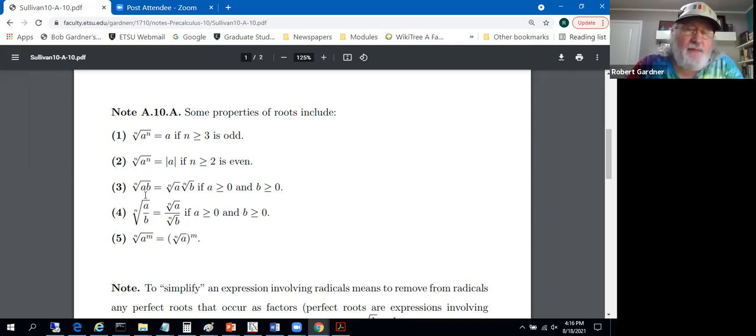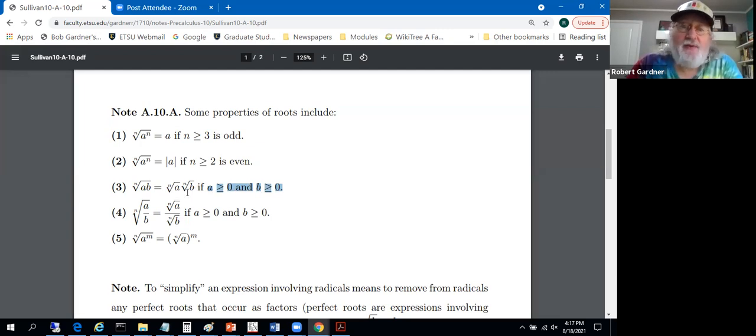The nth root of a times b is the nth root of a times the nth root of b. But beware a little bit, this is only going to work when a and b are both positive. If they were both negative, the left-hand side of the equation might make sense. If a and b are both negative, their product would be positive. We'd be taking the nth root of a positive number, not a problem. But if a and b individually are negative, we could have some difficulties on the right-hand side of the equation.